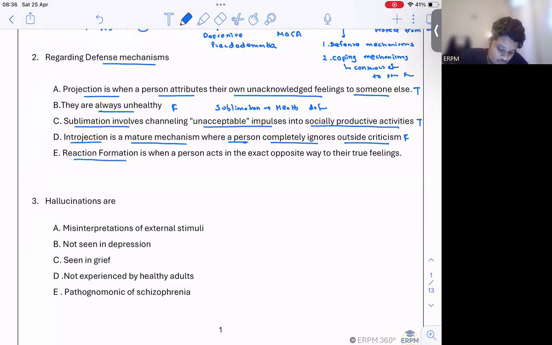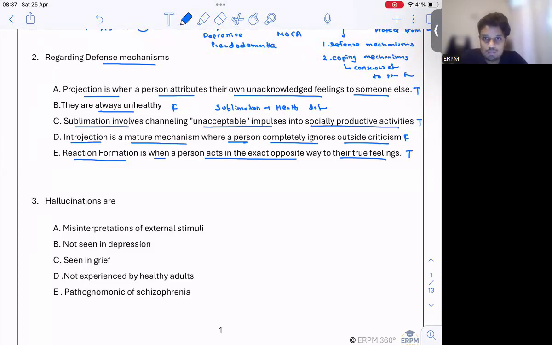Reaction formation is when a person acts in the exact opposite way to their true feelings. That is true, right? Here, the person feels something but behaves in a completely opposite way. For example, imagine a person who has aggressive and hostile feelings, but behaves excessively kind and helpful outside. So he behaves in a completely different way from his inner thoughts. That is reaction formation. Okay, it's true.